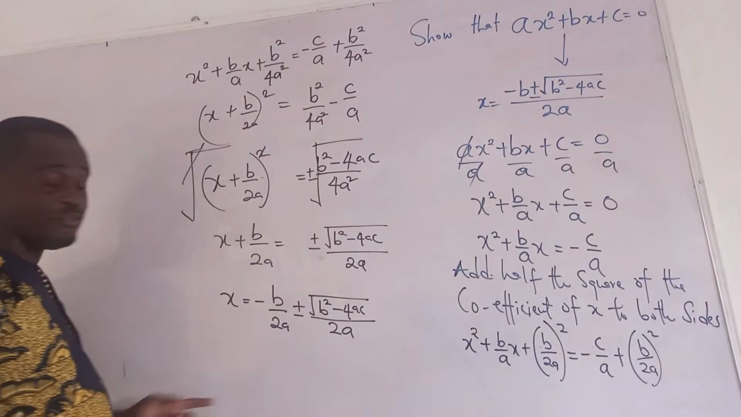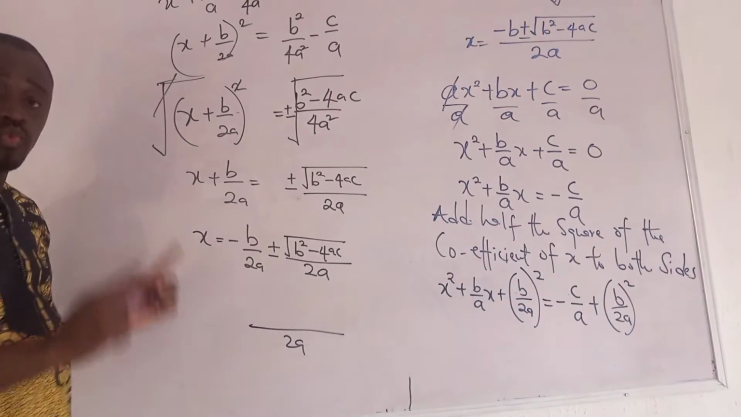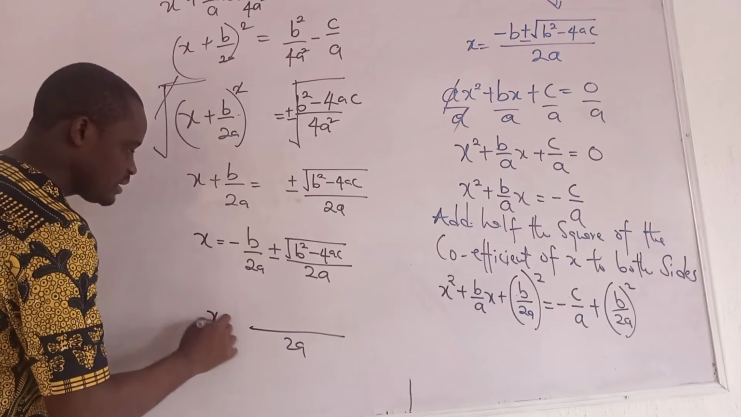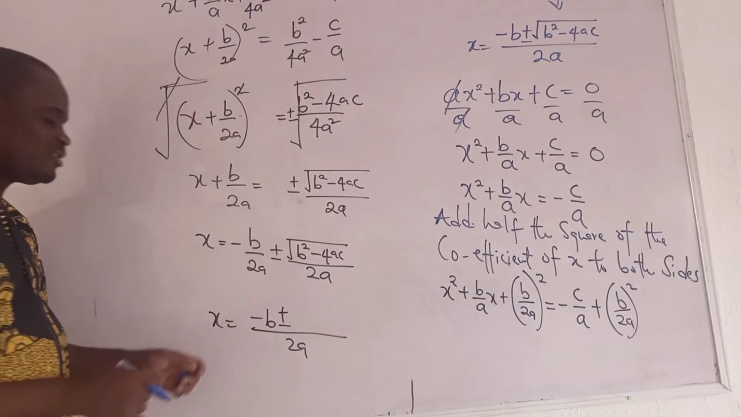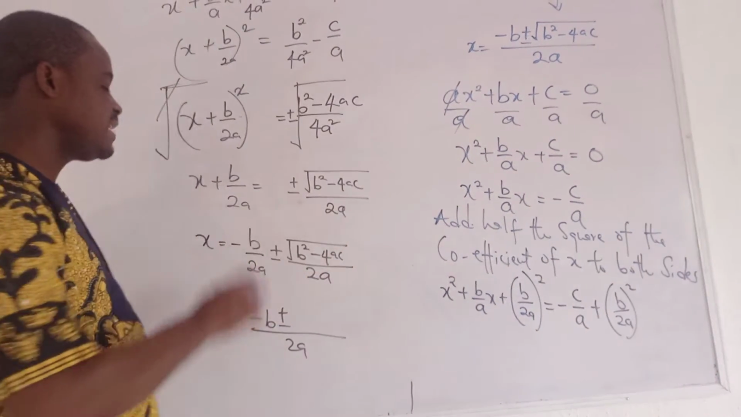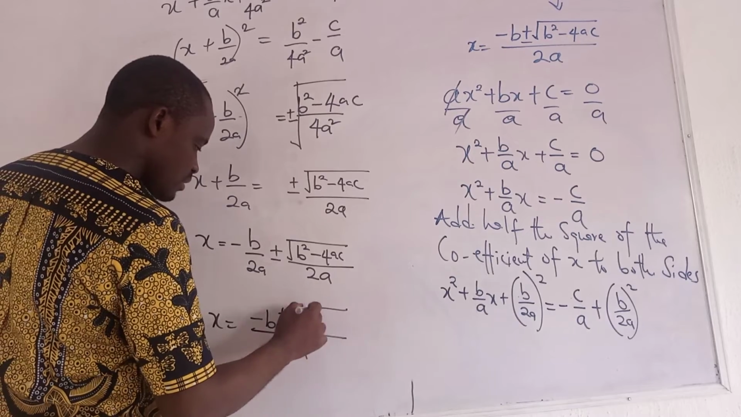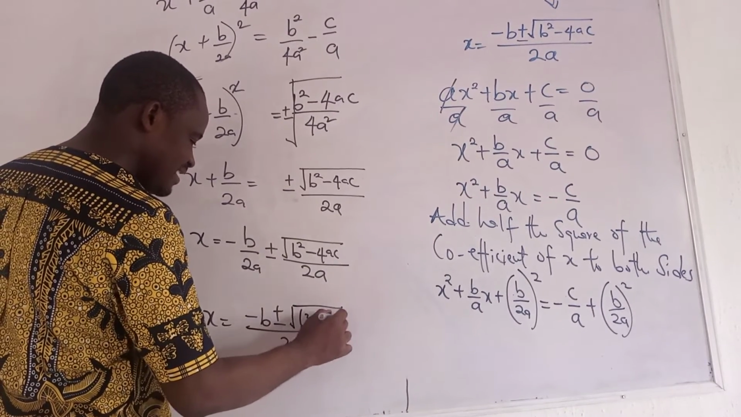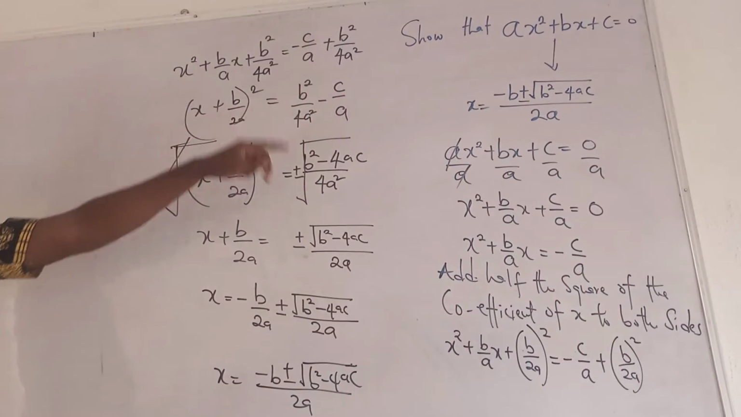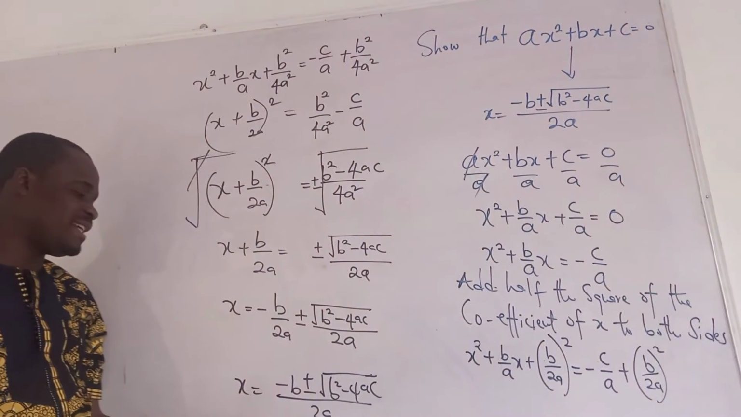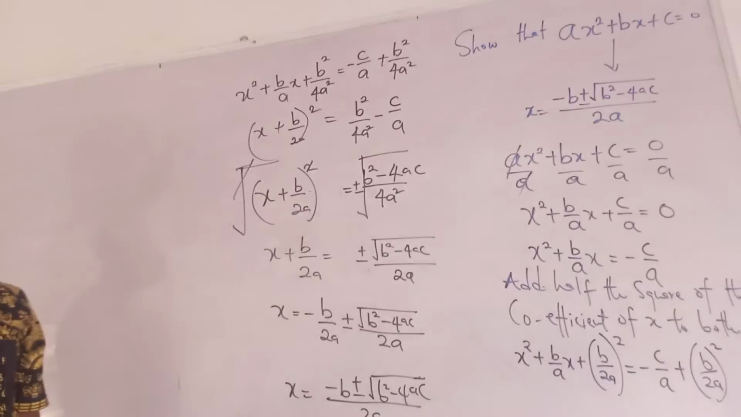Finally, take the LCM of both sides. That will be 2a. 2a divided by 2a is 1. 1 times minus b is minus b, plus or minus. 2a divided by 2a is 1, and 1 times the whole of b squared minus 4ac gives you root b squared minus 4ac. So this is the proof that ax squared plus bx plus c equals 0 leads to x equals minus b plus or minus square root of b squared minus 4ac over 2a.